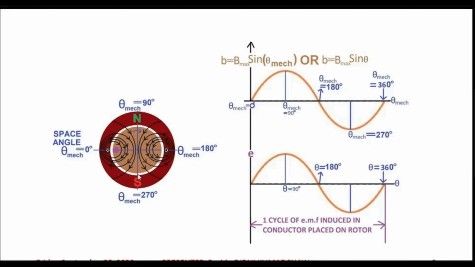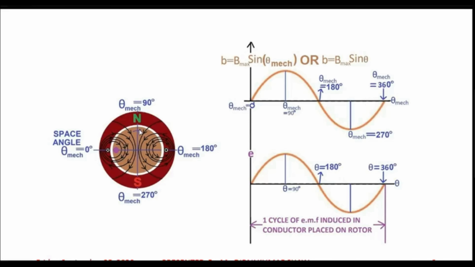So over here again you will have that maximum value. Now what we have done, we have chosen a simple convention that flux under the north pole on the stator core will be treated as positive, and flux under the south pole on the stator core will be treated as negative. Or this can be placed in another way.